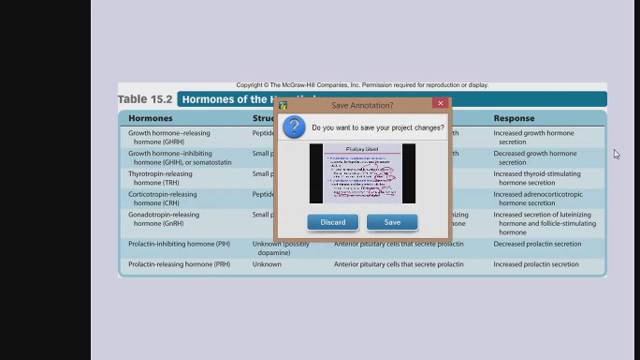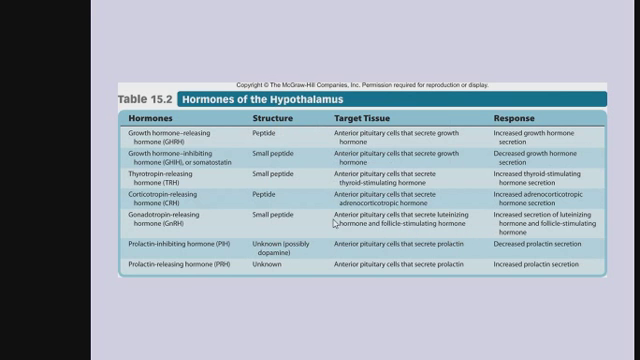So here we see the hormones of the hypothalamus. There's a hormone called GHRH, the growth hormone releasing hormone. It is a peptide, and it targets the anterior pituitary cells that secrete growth hormone. The response is that it increases growth hormone secretion. Growth hormone inhibiting hormone is a small peptide that targets the anterior pituitary cells that secrete growth hormone, and it causes decreased growth hormone secretion.